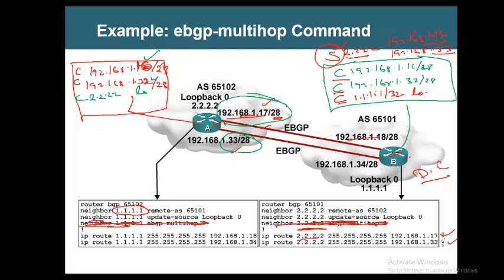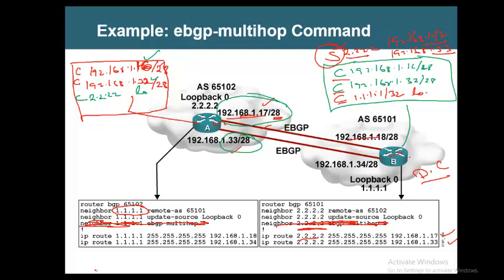Because the norm says eBGP neighbors need to be directly connected. If it is not in the routing table, or if it is in the routing table but not shown as directly connected, it will drop the packet and will not send it. So when you say ebgp multi-hop 2, what really happens is you are breaking the rule.